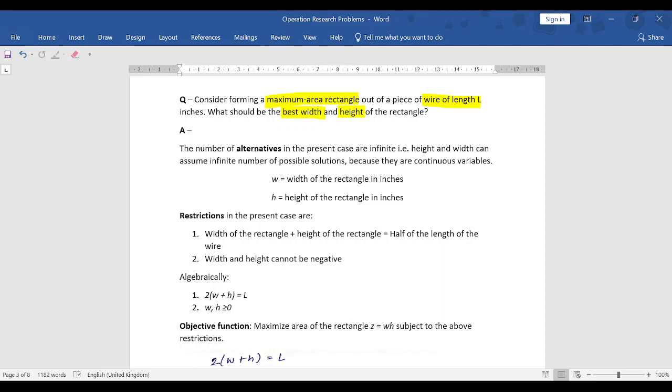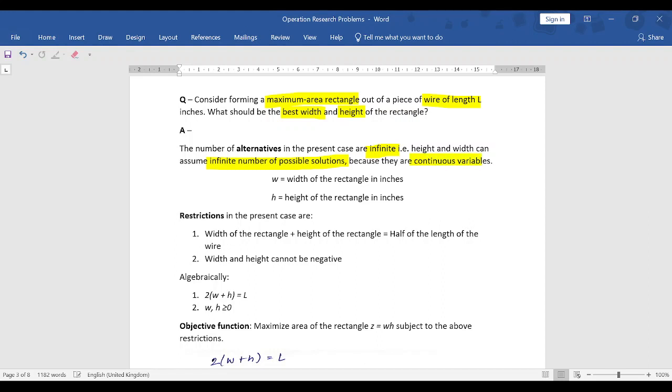Okay. Now we are given a wire of length L and we need to form a rectangle with the best possible combination of height and width so that we get the maximum area among all the other possible combinations. So in this problem we are given a maximization problem and we need to maximize the end result. The number of alternatives in the present case is infinite. Height and width can assume an infinite number of possible solutions because they are continuous variables.